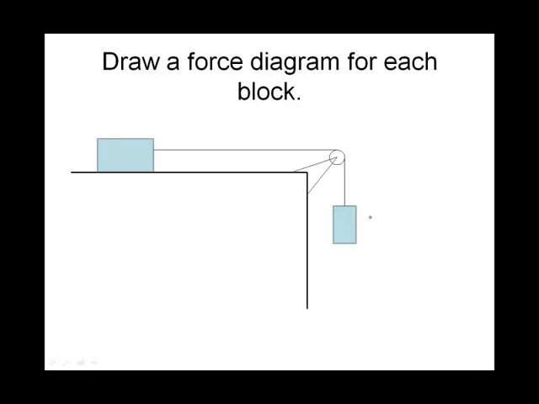Now here's a situation referred to as a modified Atwood's machine. We have a mass hanging over here. I'm going to refer to that as M1. And another mass on the tabletop, I'll refer to that as M2. And you'll see this in one of the accompanying videos. And then the two masses are attached by a string, which you see here and here. And I want to draw force diagrams for each block.